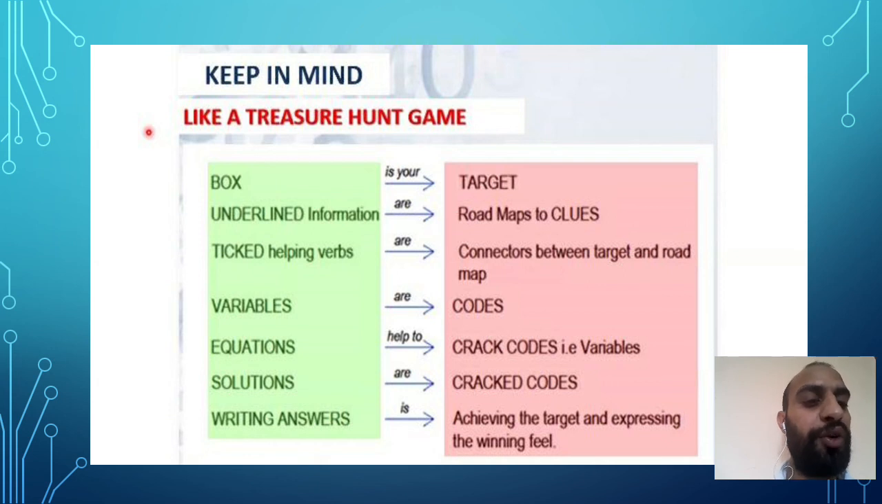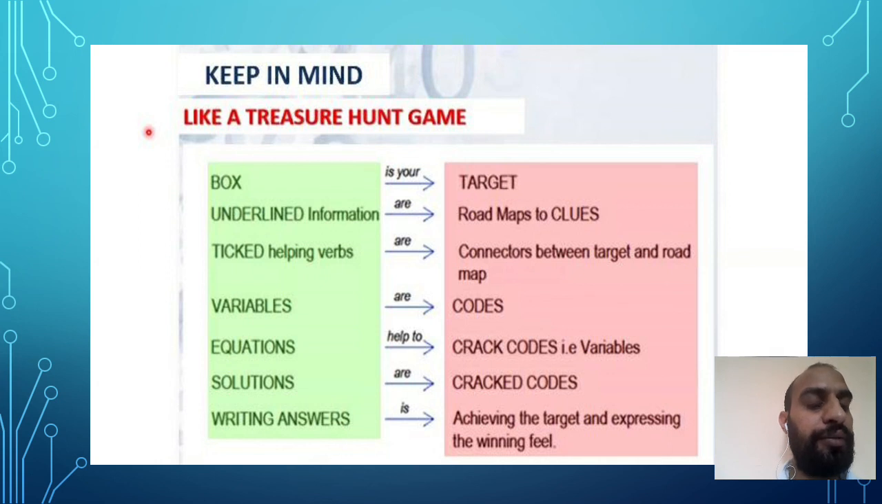These helping verbs are the connectors between the target and the roadmap. The roadmap means how to go step by step toward the target. Then variables. What are the variables? Variables are the code. Then we write equations according to the question. Equations help you crack the code. That means after solving, your cracking and the solution are the cracked code. When you reach here, x is this, y is this, that is your code-cracking game. So writing the answer is achieving your target and expressing the winning feeling.